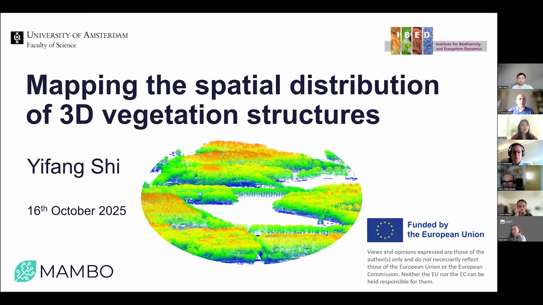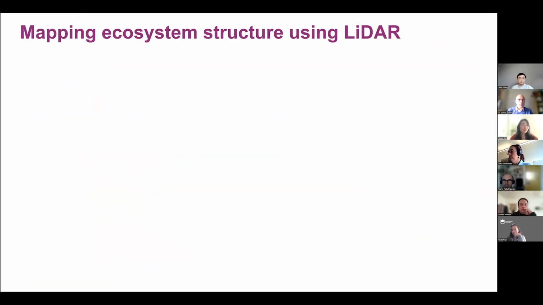Good afternoon, everyone. I'm Yifang. Today, I want to introduce mapping the spatial distribution of 3D vegetation structures. So after mapping individual trees, let's zoom out a little bit. Before I dive into how we do that, let's first understand why we want to map vegetation structure.